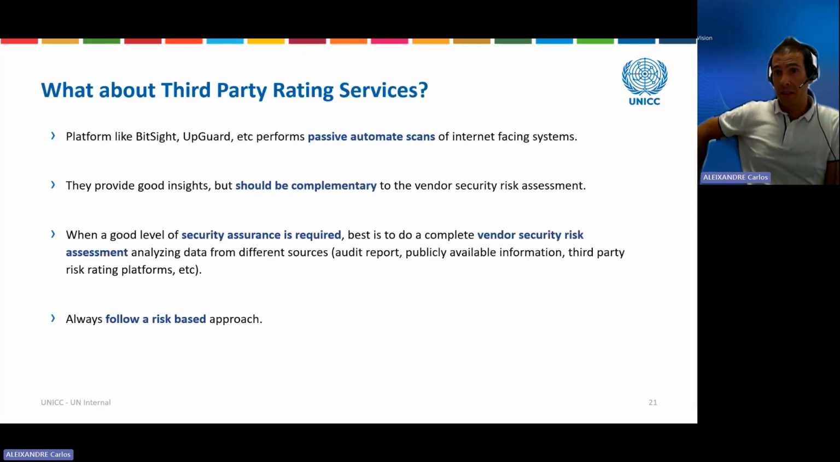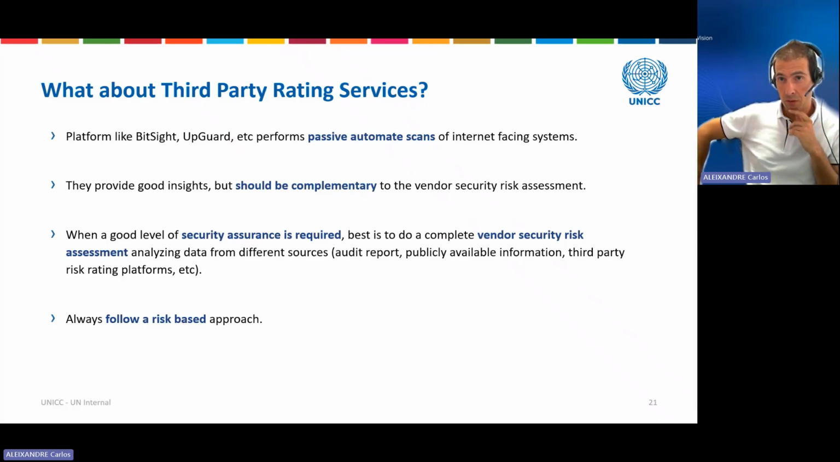Now, what about third-party risk rating services, right? So we have a lot of platforms nowadays that do a passive automated scan of the internet-facing services, not just ours, but of the internet-facing systems of everyone, suppliers and ours. So they provide good insights, but from my point of view, they should be complementary to our actual assessments, right?